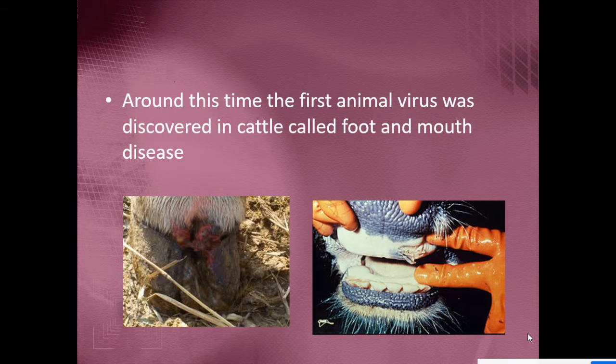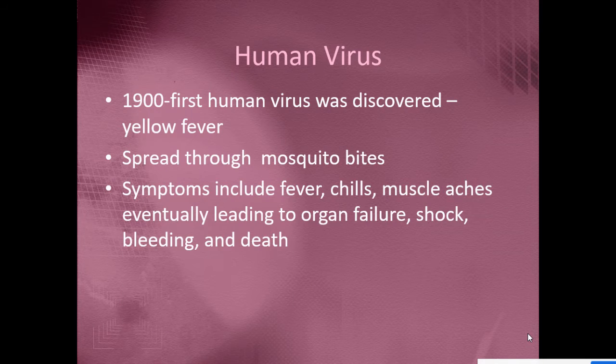Around this time, the first animal virus was discovered in cattle called foot and mouth disease, and that looks extremely painful for those poor cows. And then we came about with a human virus in 1900. This was the first human virus ever discovered. It was called yellow fever, and it was spread through mosquito bites. Mosquitoes do so much to us. It seems like they are constantly coming out with new diseases and viruses for us to catch. Symptoms included a fever, chills, muscle aches, eventually leading to organ failure, shock, bleeding, and death.